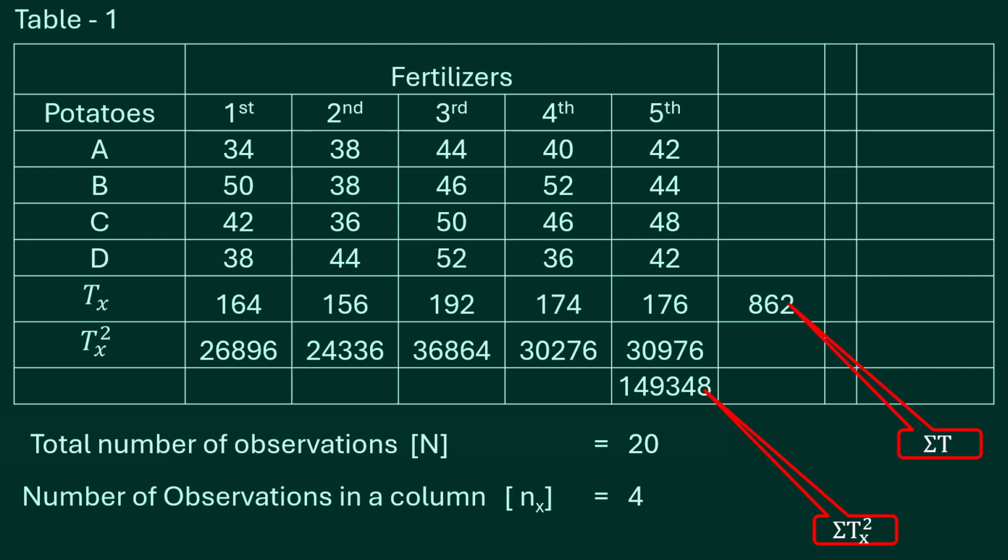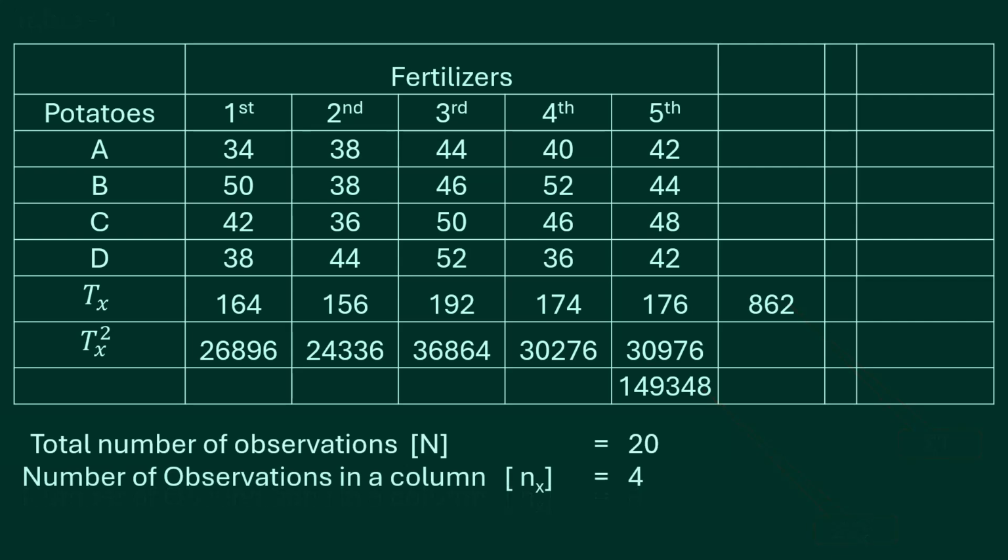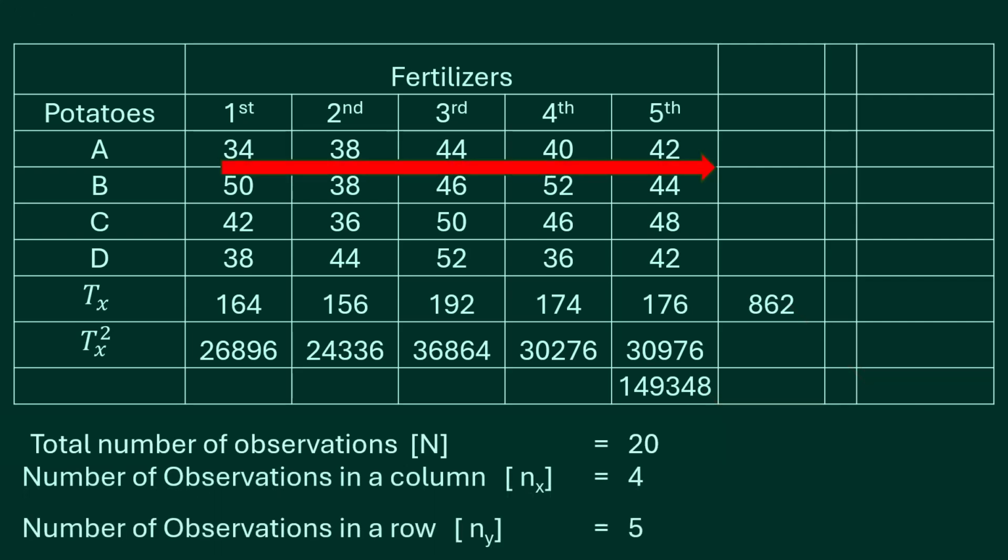Now we shall deal with rows. Find the number of observations in each row, that is ny. It is 5. Calculate the total of each row, ty, and place it in the appropriate cell. They are 198, 230, 222 and 212.